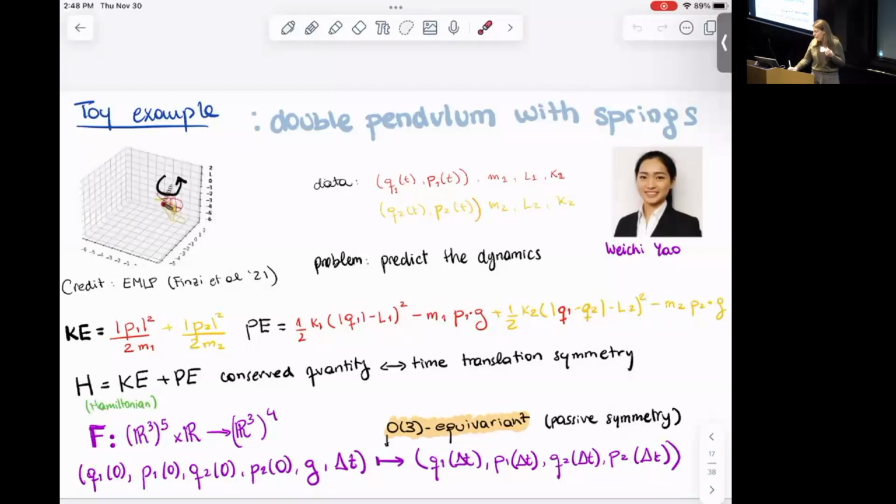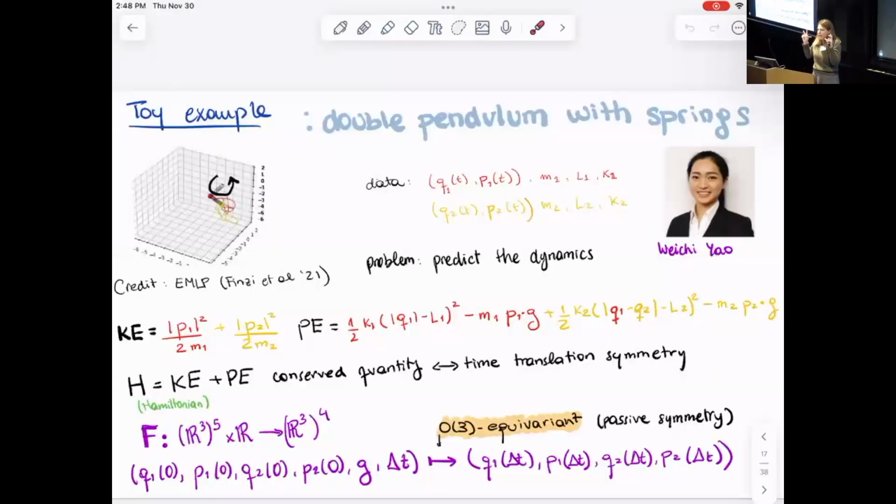But if you add the gravity as an input to your learning problem, then the function is not just SO(2), but it's O(3) equivariant. Because if you rotate the gravity with everything else, then the predictions of the pendulum would rotate. That's a passive O(3) equivariant symmetry. One way of thinking about it is that there's a coordinate transformation that moves the gravity with everything else, and that's what makes it O(3) equivariant as well.